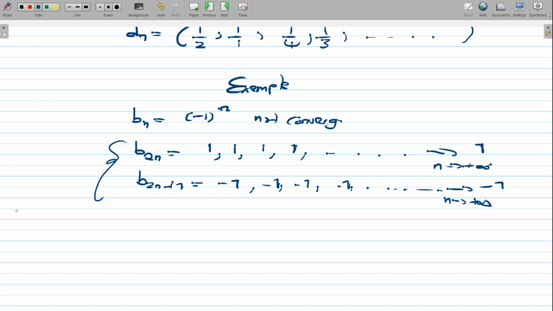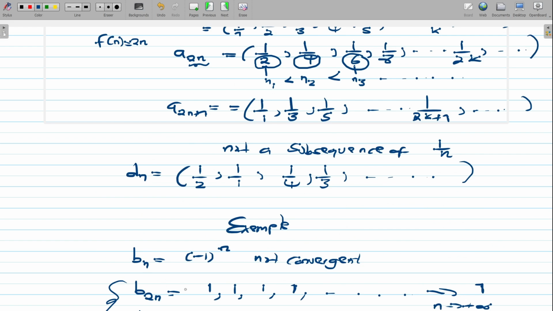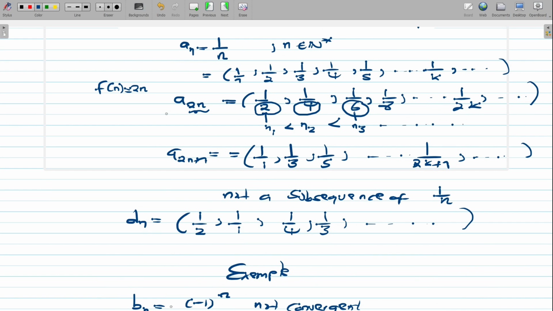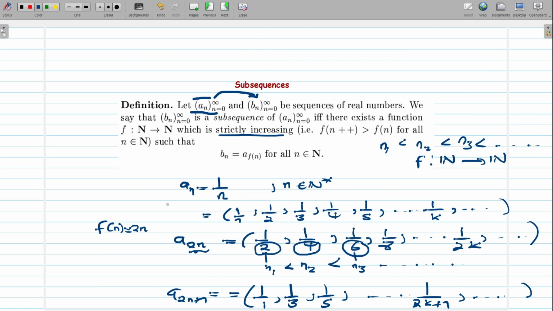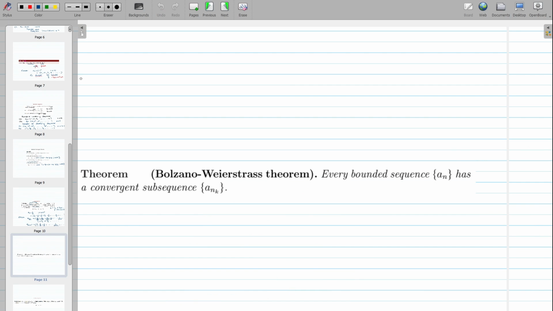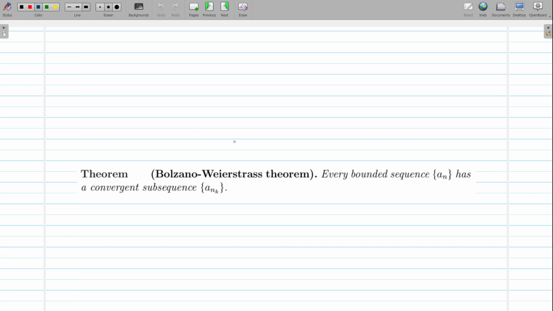Because if a sequence is convergent, then all its subsequences have to converge to the same limit as the given sequence, in this case a sub n. So here it does not work. And then another interesting theorem on subsequences is the Bolzano-Weierstrass theorem, which tells us that from every bounded sequence, we can basically extract a convergent subsequence. So if we have a bounded sequence a sub n, we can extract at least one convergent subsequence, which is going to be a sub n_k.